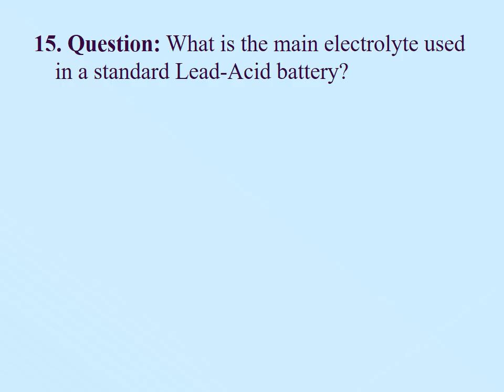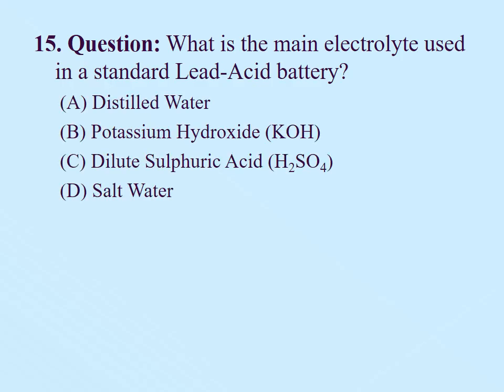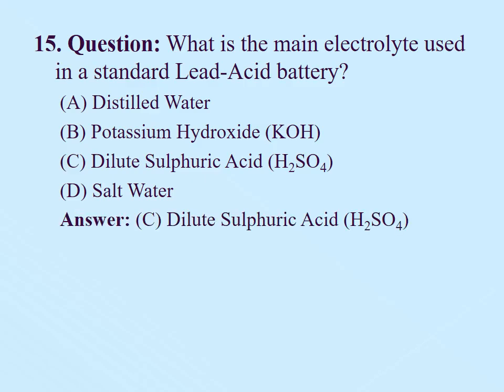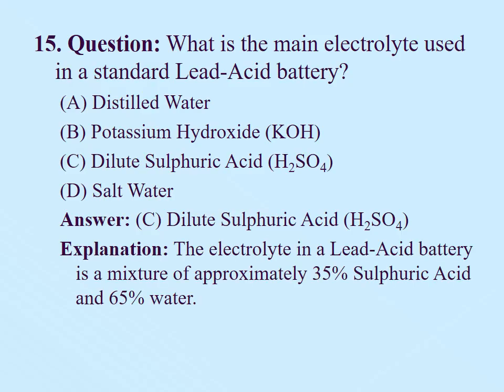Question 15. What is the main electrolyte used in a standard lead acid battery? A. Distilled water, B. Potassium hydroxide, C. Dilute sulfuric acid, D. Salt water. Answer is dilute sulfuric acid, H2SO4. The electrolyte in a lead acid battery is a mixture of approximately 35% sulfuric acid and 65% water.